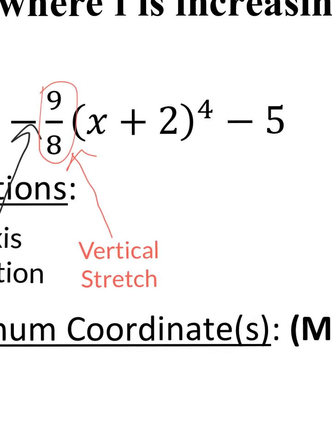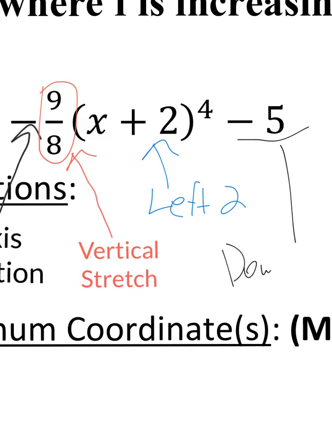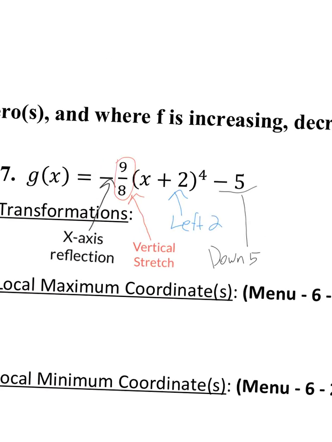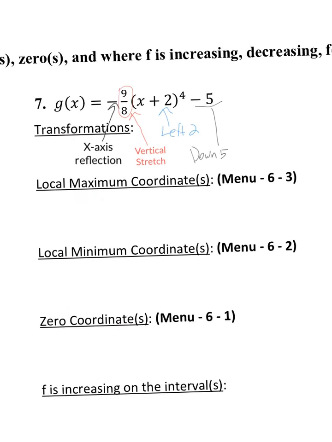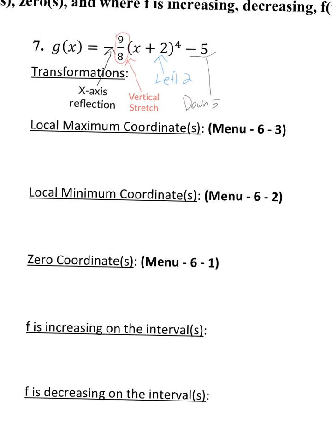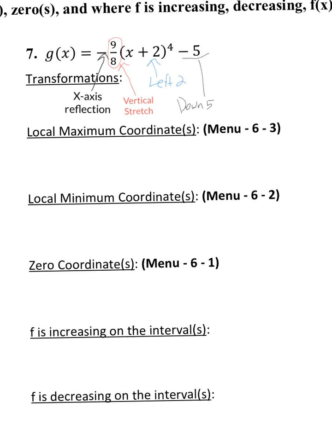When you add on the inside, you know it's on the inside because it's in parentheses, it goes left. Minusing would go right. So this goes left 2. And then if you add or subtract on the outside, it's going to go up or down like normal. So this is just down 5. Remember that inside stuff is opposite of what you would expect. So yeah. Then we're going to graph this, and we're going to find the local max and min and zeros. So I can't show you the graph while doing this video. So you're going to need to make sure you do that yourself.